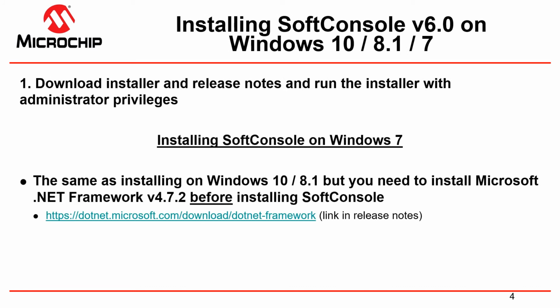So that's shown the SoftConsole setup and installation on Windows 10. The steps that were taken were to download the installer and release notes and then run the installer with administrator privileges. And again, if you're installing on Windows 7, you just need to make sure that the Microsoft .NET Framework version 4.7.2 is installed before you install SoftConsole.